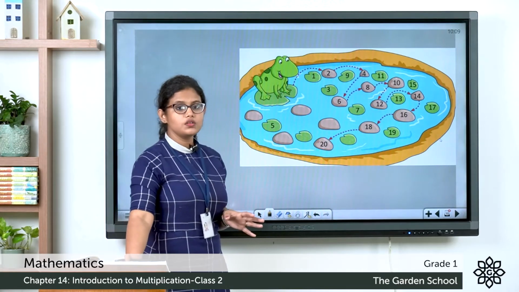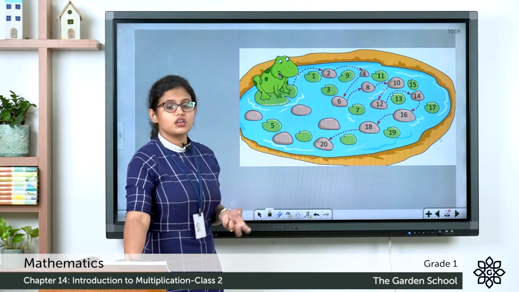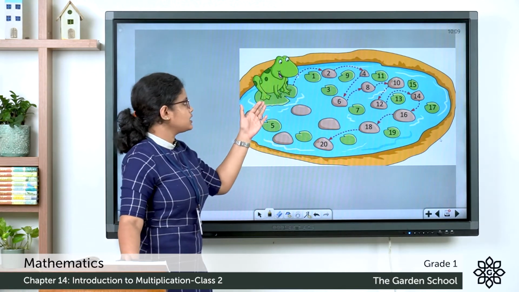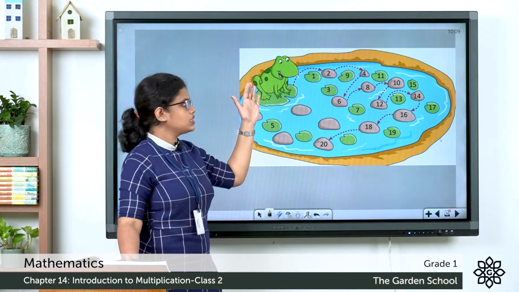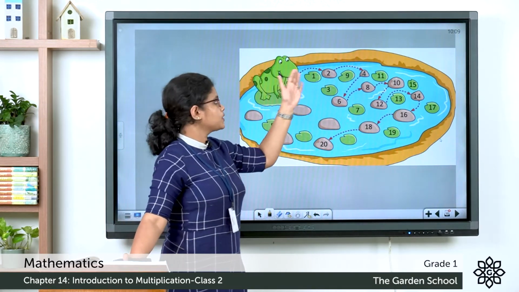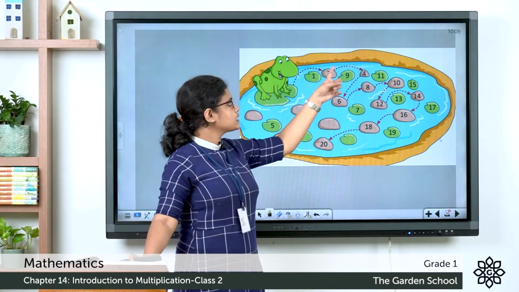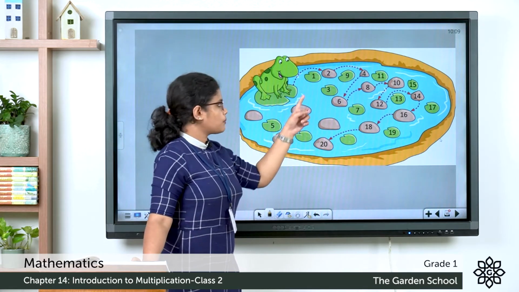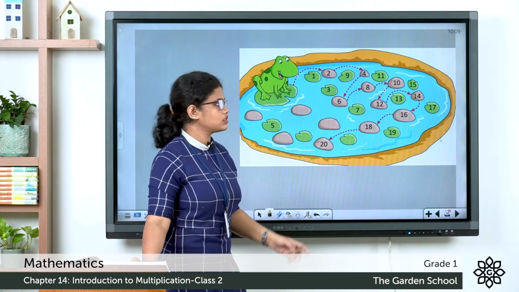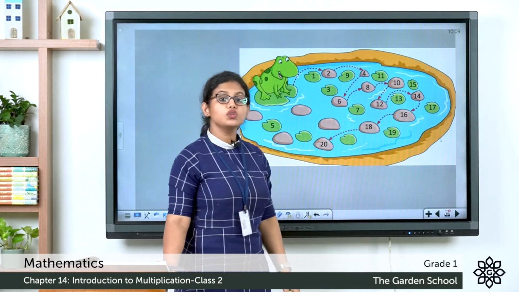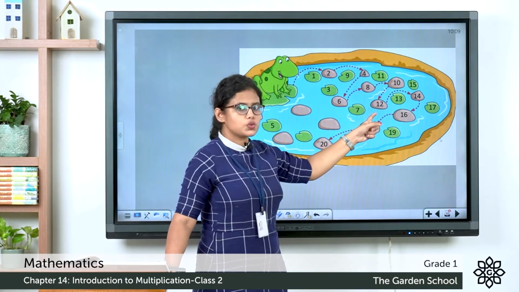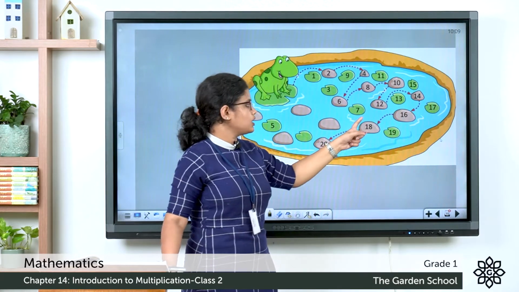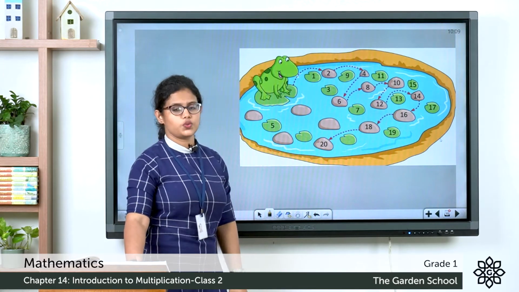You can see a frog sitting on a rock and it is going to jump. First, from its place, it is jumping to number 2. From number 2, it is jumping to 4. From 4, it is jumping to 6. From 6, to 8. From 8, to 10. From 10 to 12, from 12 to 14, 14 to 16, 16 to 18, 18 to 20.